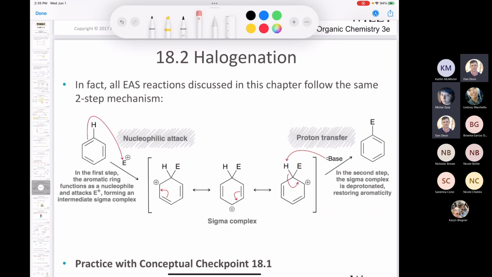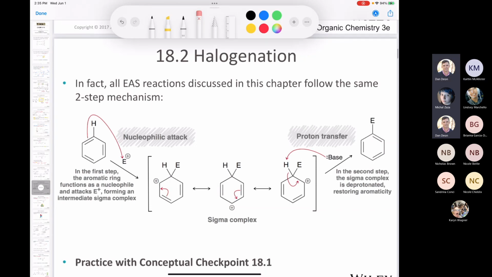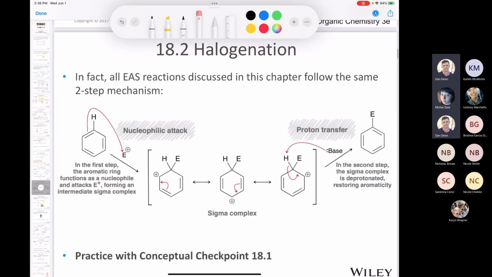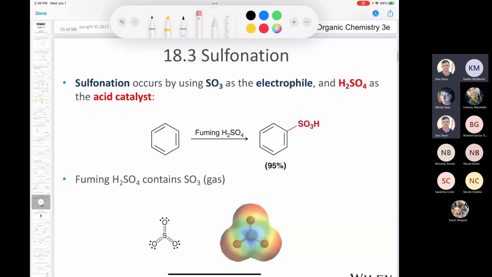Okay, but you can't use aluminum bromide for chlorination? No, definitely not. You can't mix the halogen with a Lewis acid that has a different halogen on it. The Lewis acid and the halogen that you're using have to be compatible. They have to be identical. Does that answer it? Yes, thank you. Okay, good enough. All right. Cool. Well, let's move on to sulfonation.